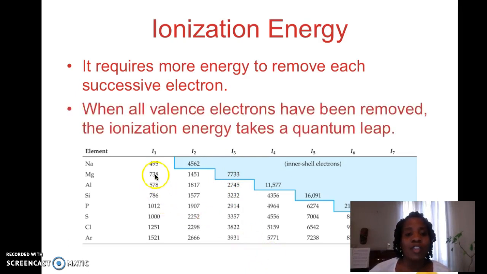By looking at just these numbers, I would actually be able to tell where that element is located in the periodic table. So I'm looking for a quantum leap or a large change in the amount of energy, and that tells me that I've actually moved to a closer energy level.